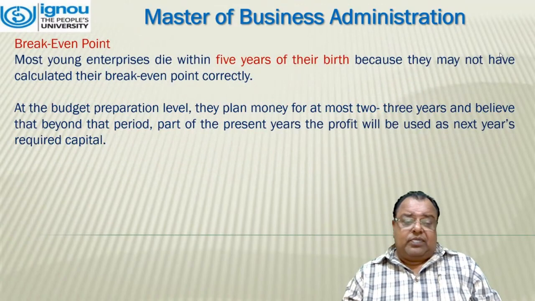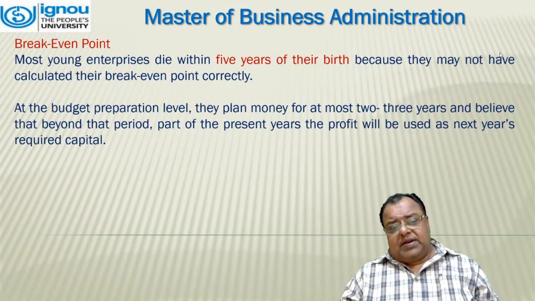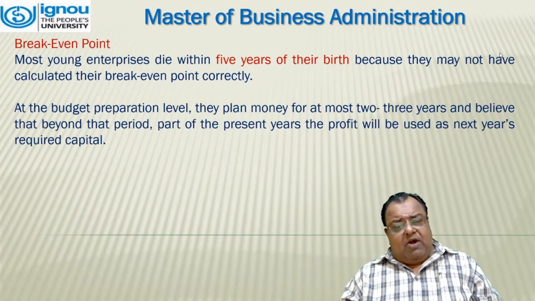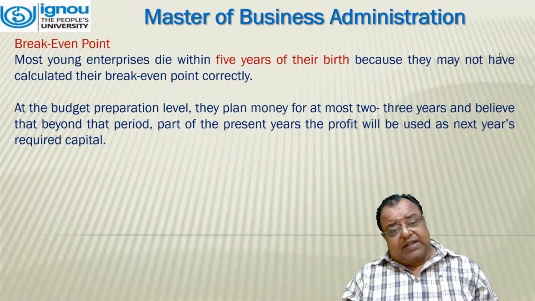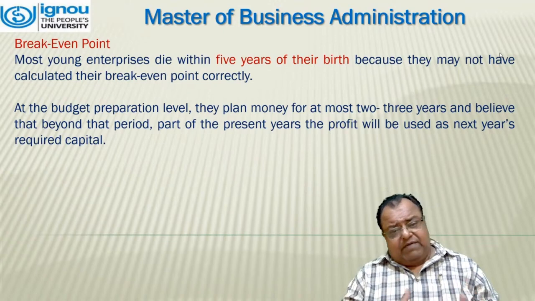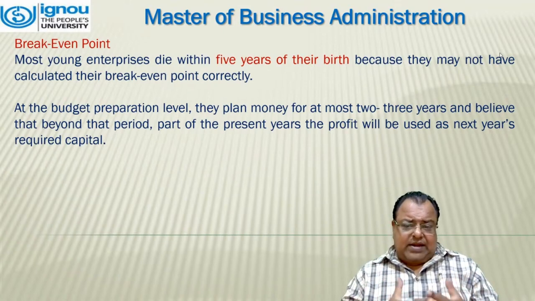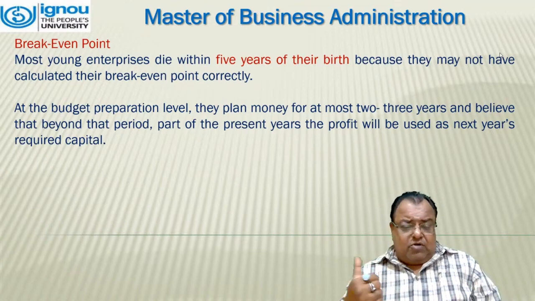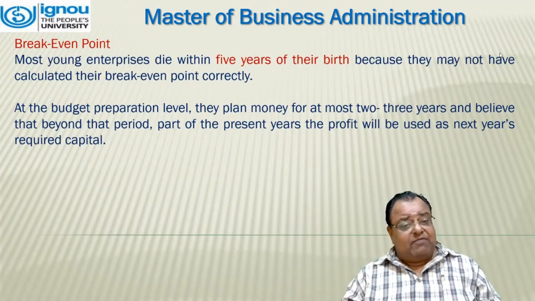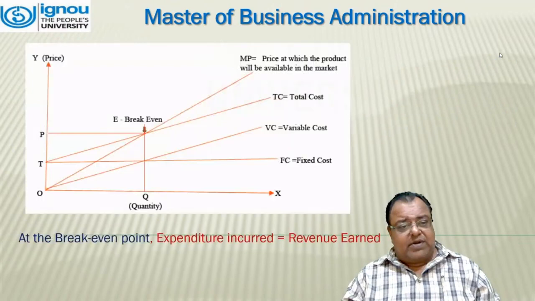Break-even point. Most young enterprises die within 5 years of their growth because they may not calculate the break-even point correctly. At the budget preparation level, they plan money for at most 2 or 3 years and believe that beyond that period, most of the present year's profit will be used as next year's required capital. Normally, it doesn't work.